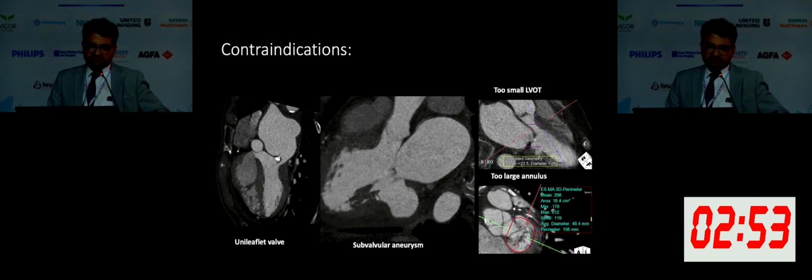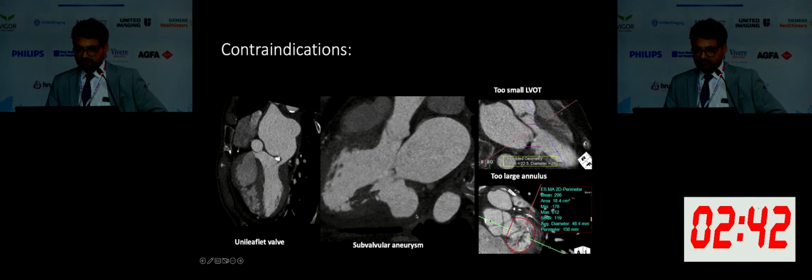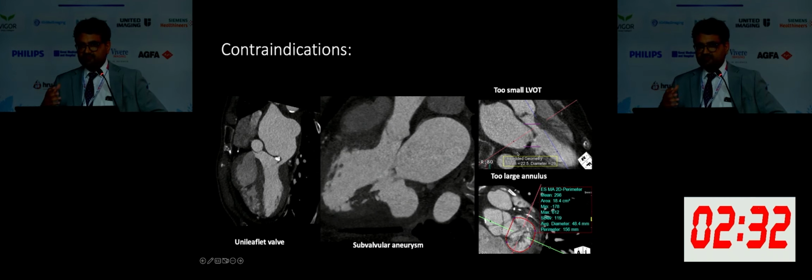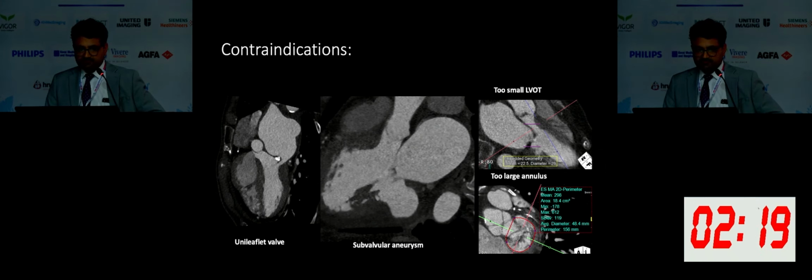So these are the contraindications for the device. If there is a unileaflet valve, then there is not enough tissue posteriorly to hold the device. If there is a large aneurysm adjacent to the annulus, again, it can result in device dislodgement. And if the annulus size is too small or too large, all these devices come in specific sizes. We use Sapien devices. They, I think, come in 26 millimeter and 29 millimeter. So if the annulus is smaller or larger than that, then you cannot do the procedure in those individuals, or you look for specific devices that can fit them.